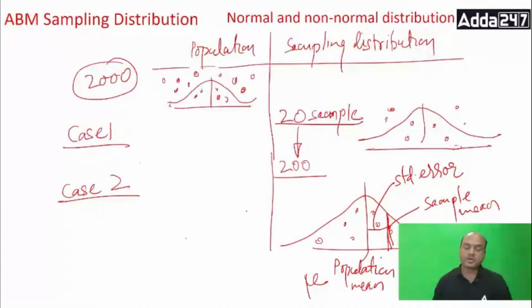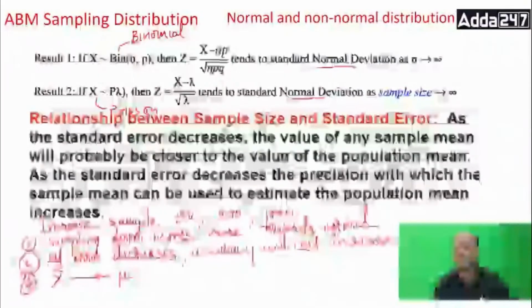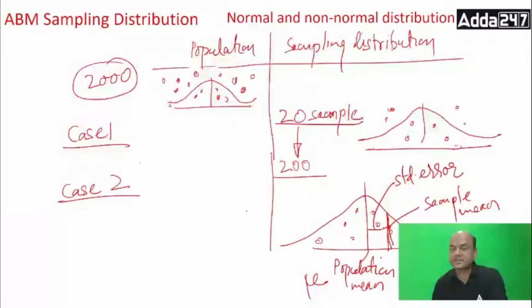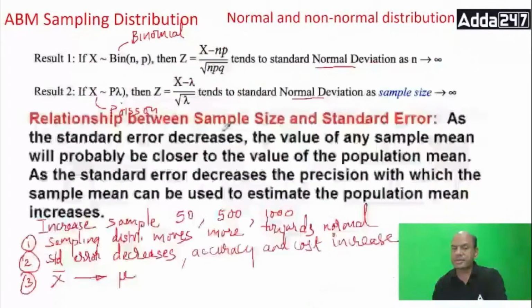Got it? So the same thing is mentioned over here. As your standard error decreases, the sample mean and population mean will be the same. The value of any sample mean will probably be closer to that of the population mean. The second line is not that important. The first line is important, which is asked in the exam. Only the first line is asked.